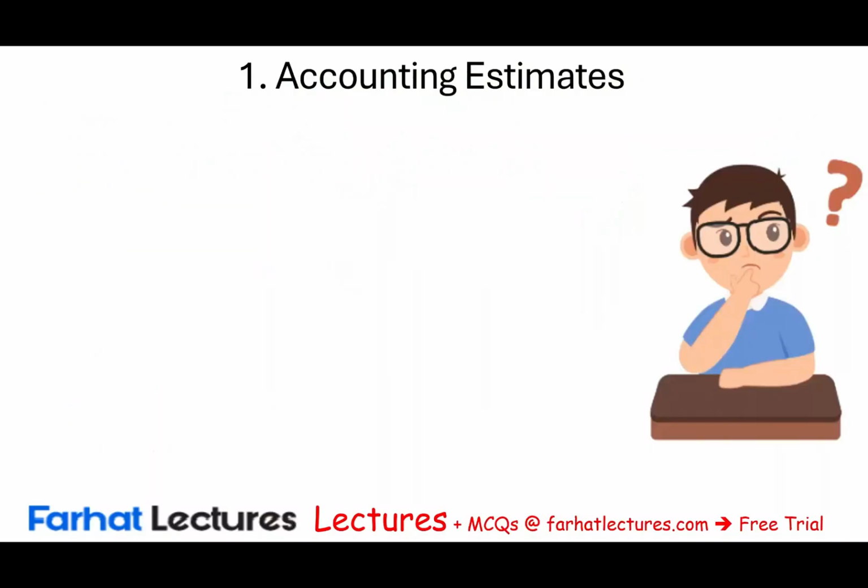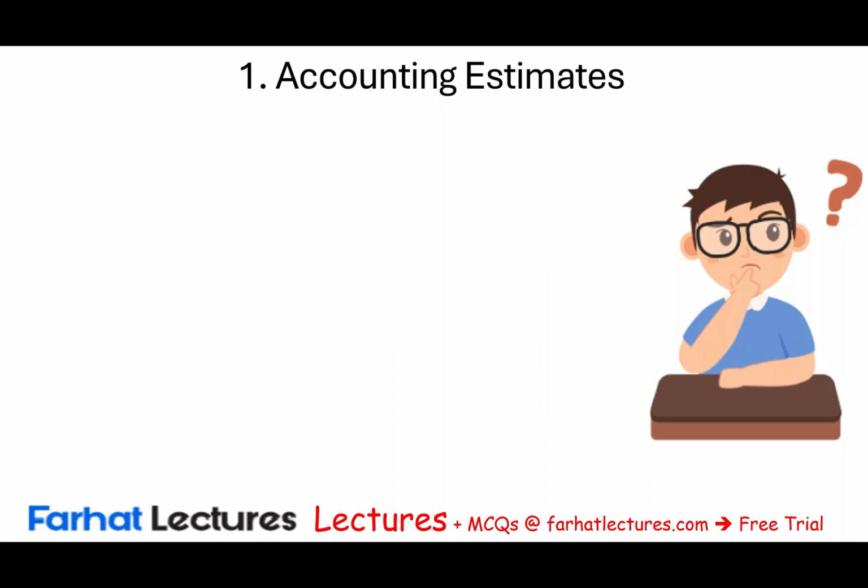The first limitation that could affect ratios is accounting estimates. Now, some of these reasons you already should know, but I will explain briefly. This should be a review, like a comprehensive review. One thing is accounting estimates.